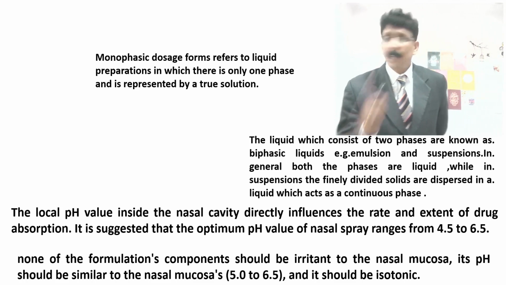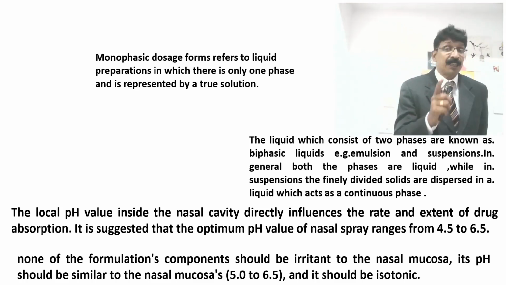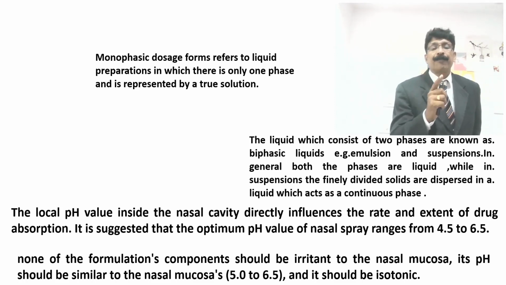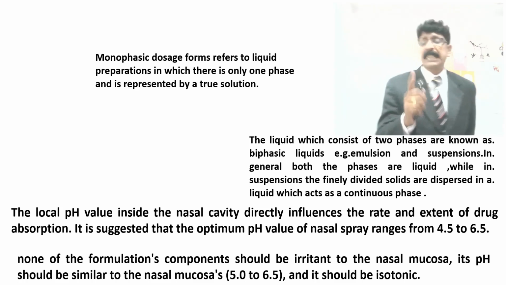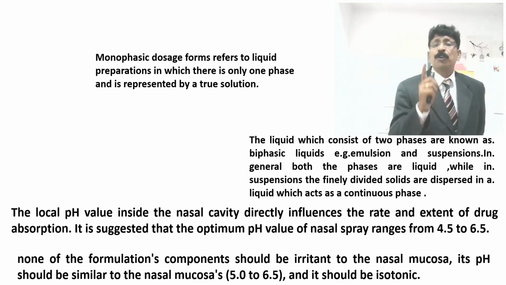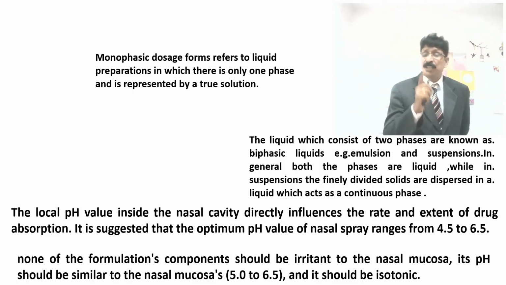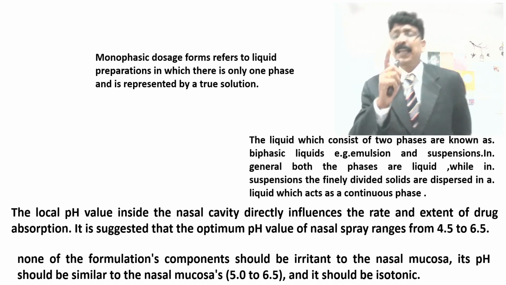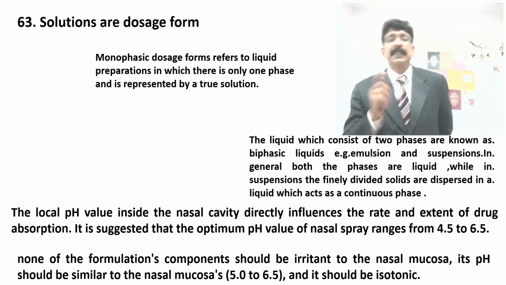So they might have questioned, you can say 4 to 6 also. They might have asked what is the pH range for a nasal spray or nasal inhaler. None of the formulation components should irritate the nasal mucosa. Its pH should be similar to the nasal mucosa, 5 to 6.5, and it should be isotonic. The pH should be the same as the body fluid present in that particular cavity.